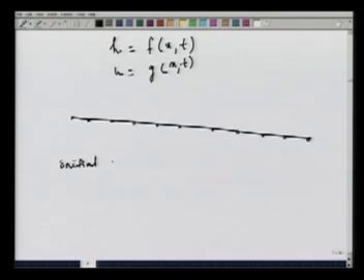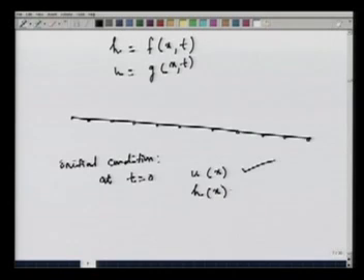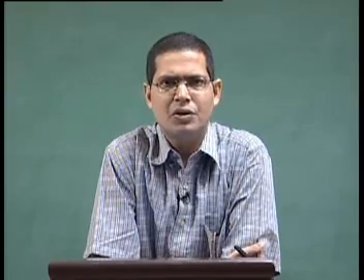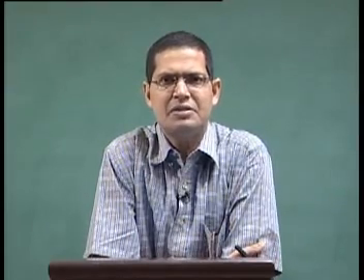At t is equal to 0, for all x I know u, and h for all x is known. So, the initial condition says that at time t is equal to 0 I know the variables' values at all the nodes. What is the boundary condition?